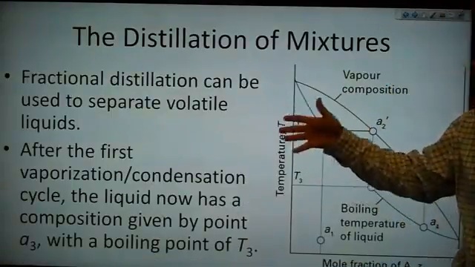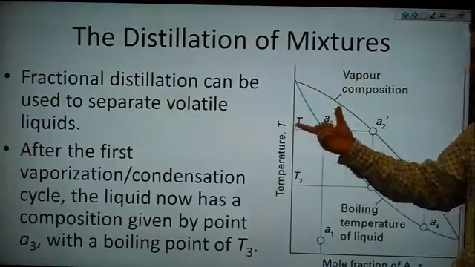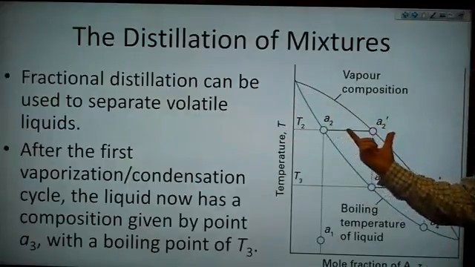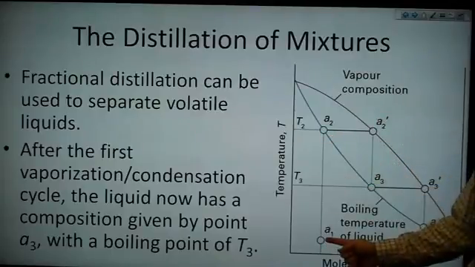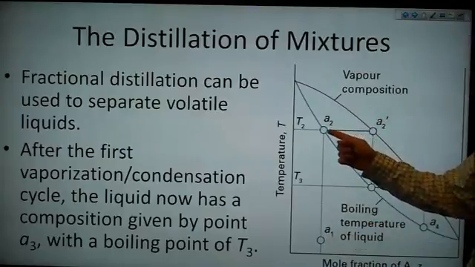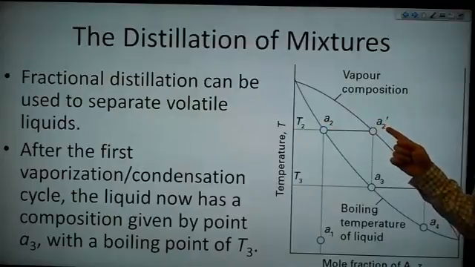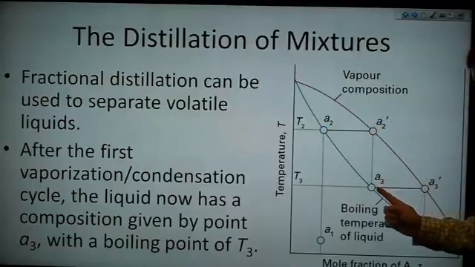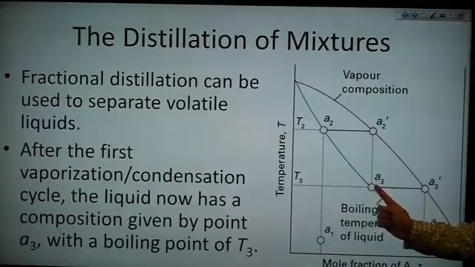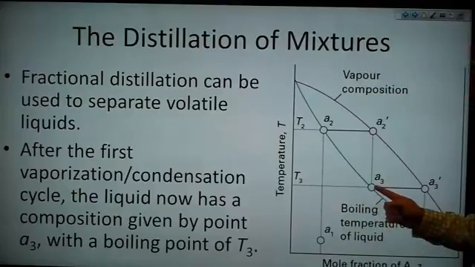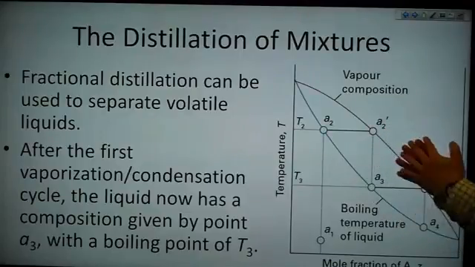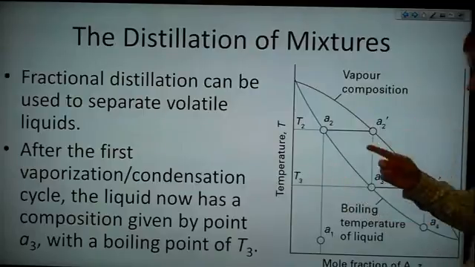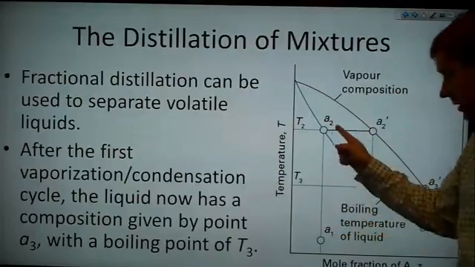Alright, so fractional distillation is used to separate volatile liquids. After the first vaporization cycle, the liquid now has a composition given by point A3. We started out at A1, heated it up, and vaporized it, which means the vapor has this composition. If we condense that back down, at some temperature at least this low, our liquid has the same composition as the vapor did, provided that we condense it in a different place than this liquid is at.